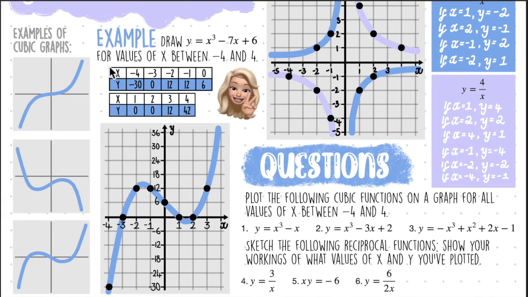So let's look at a quick example here. We're told to draw the function y is equal to x cubed minus 7x plus 6 and plot it for all values of x between minus 4 and 4. So the first thing I do is draw out a table, and on the top row I list my x values that I'm going to put into the function. So here my x values go from minus 4 to 4. Then I take these x values and plug them into the function and find the corresponding y value.